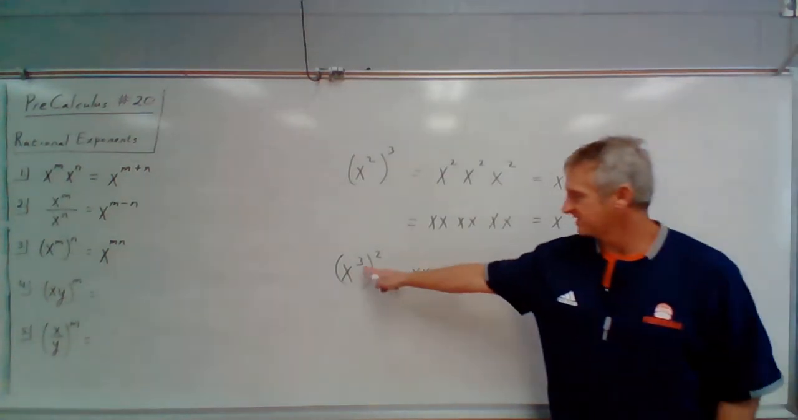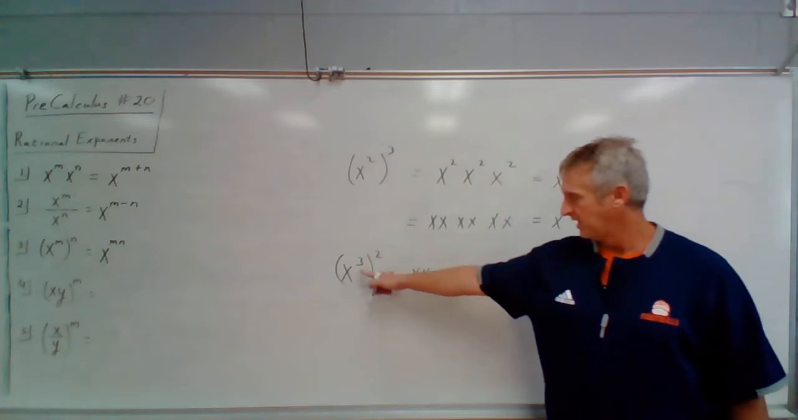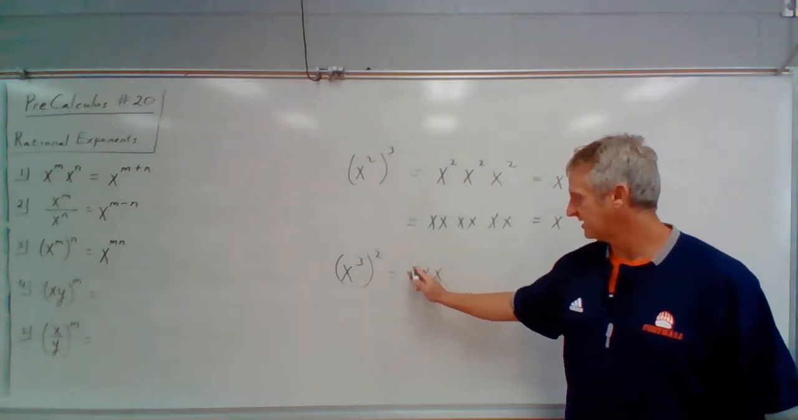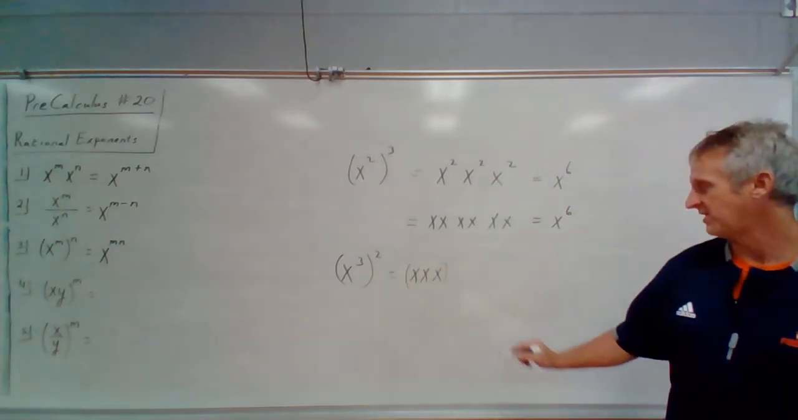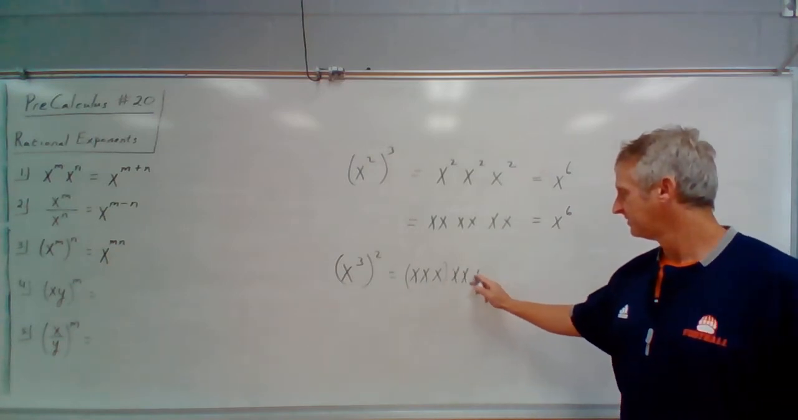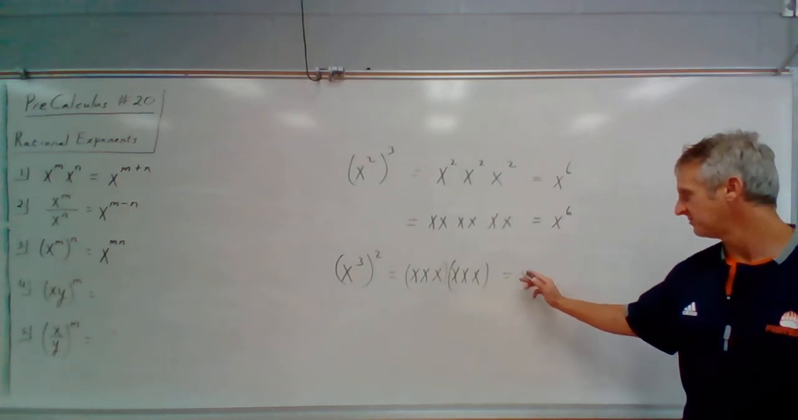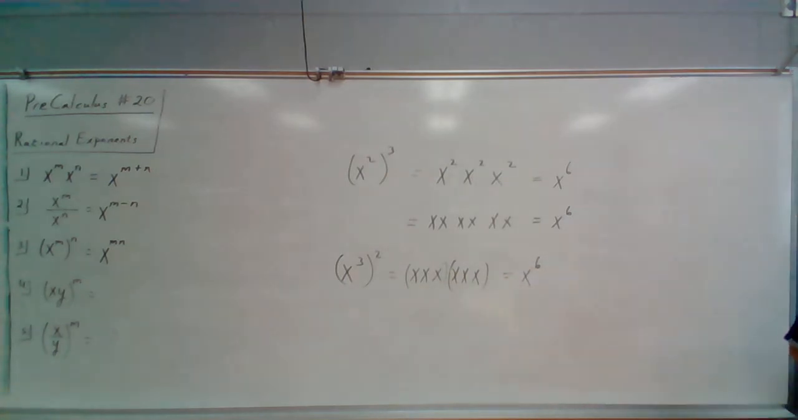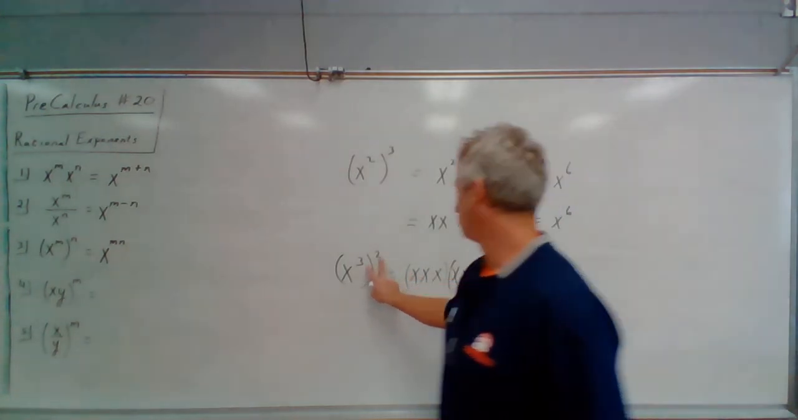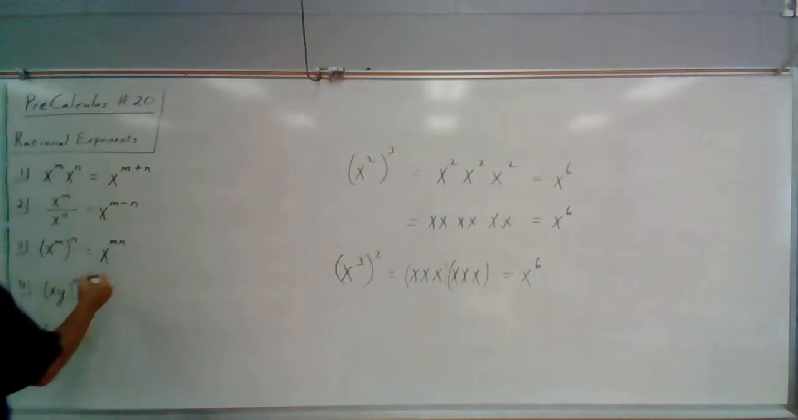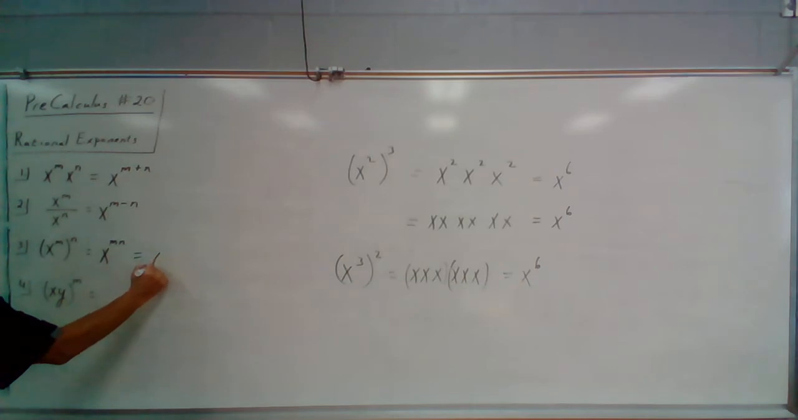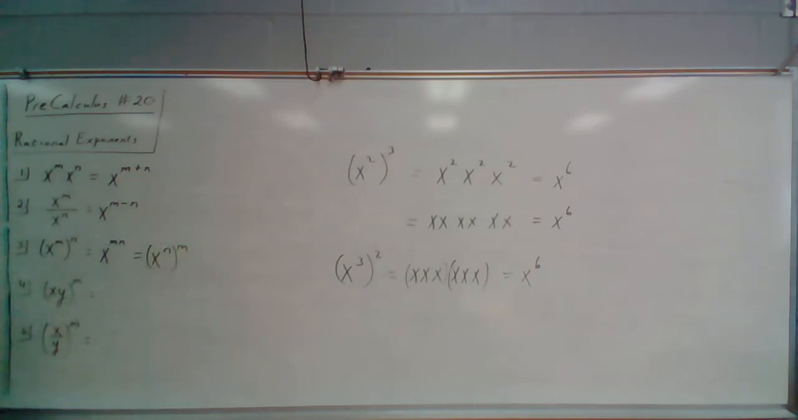All right, so if we have x to the third squared, x to the third just means x times x times x. If we square it, we multiply it by itself. So we get that. And pretty obviously, we have 6 x's there, so that would be x to the 6th power. So it doesn't matter which order those two numbers are in. So we can say that that would be equal to x to the n raised to the m power. So we can do this in either order, m times n or n times m.